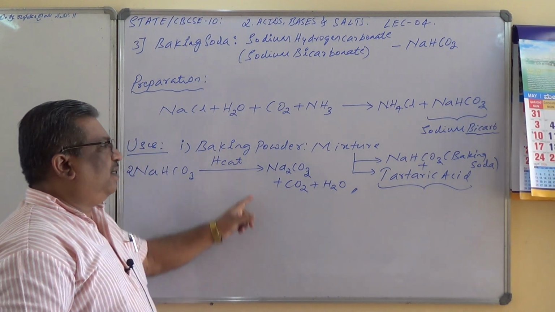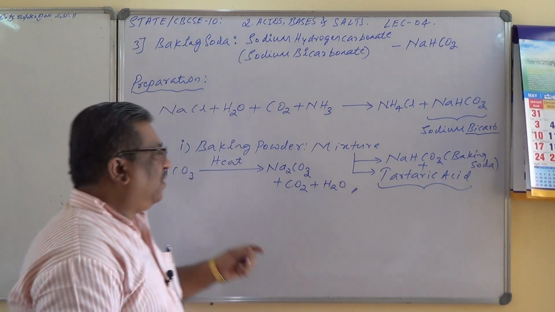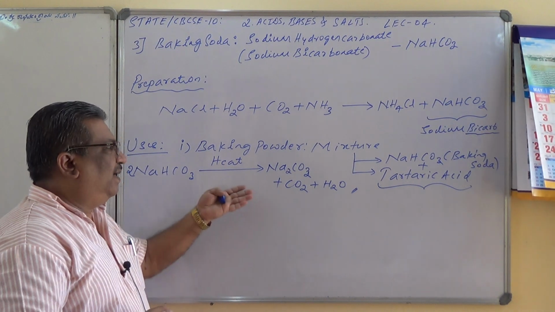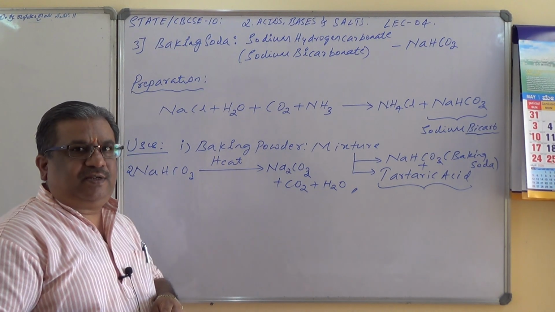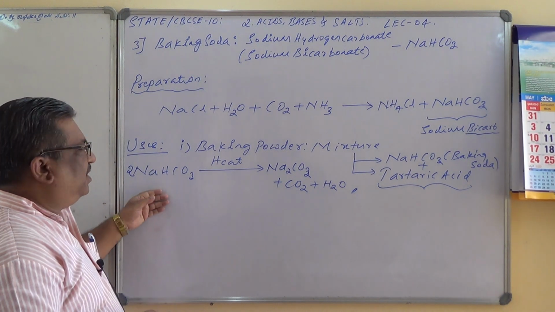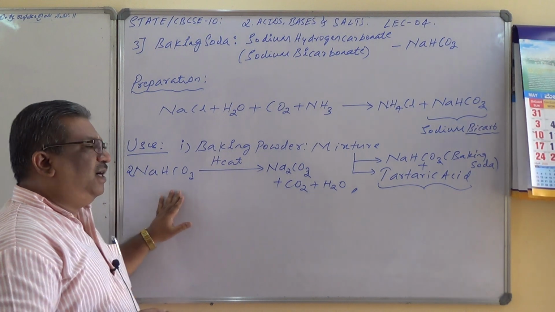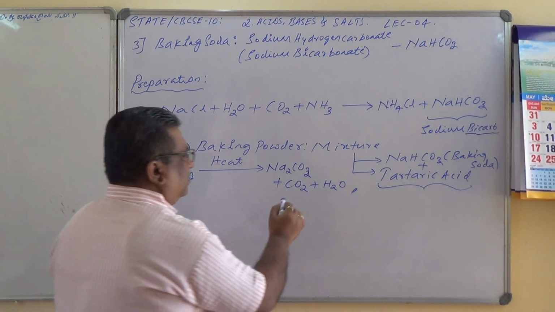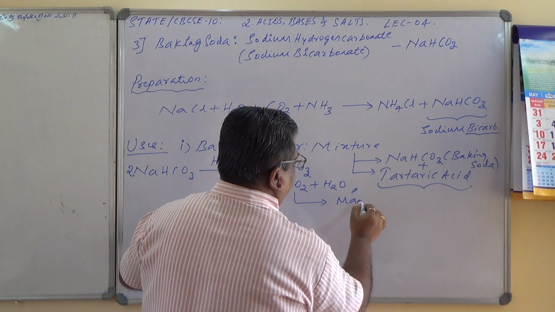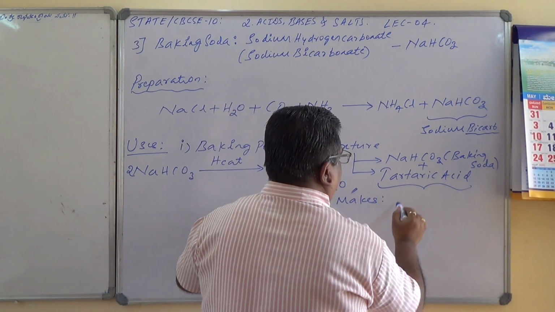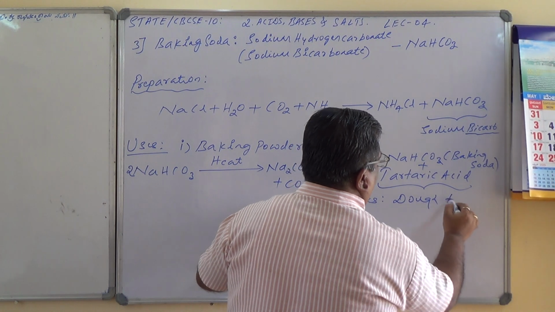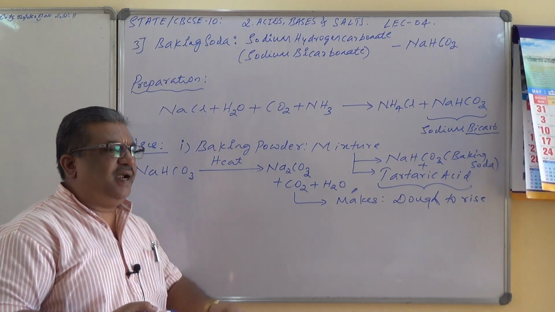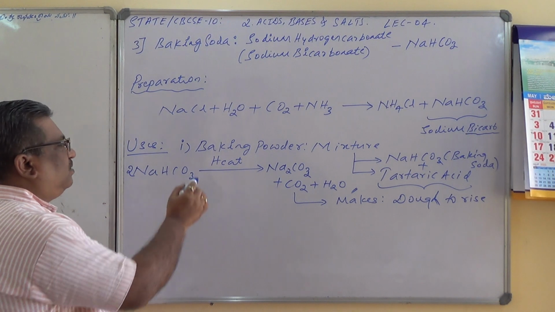So remember, the baking powder majorly contains baking soda. Whenever it is added to bakery dough and heated to prepare cakes or breads, the sodium bicarbonate present in the baking powder undergoes thermal decomposition to produce Na2CO3, carbon dioxide and water, and this CO2 makes the dough rise, and therefore you can find the bakery products are soft and spongy. So this is the first application.